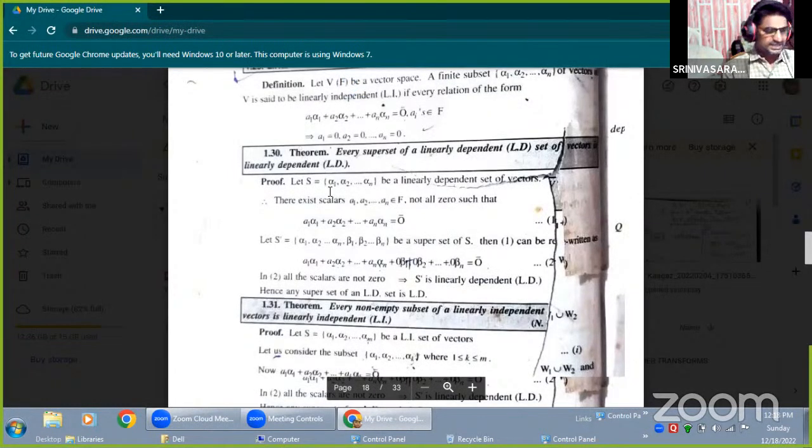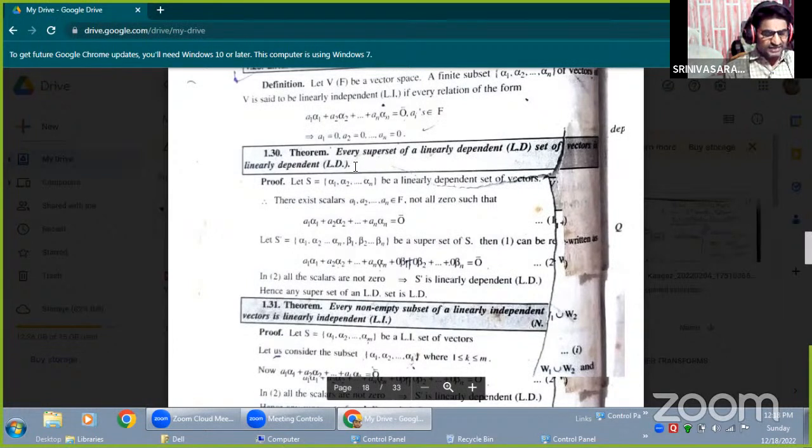We will explain some other theorems here. The first one: every superset of a linearly dependent set of vectors is linearly dependent. First of all, the given finite subset of the vectors is alpha 1, alpha 2, and so on, alpha n. Take that finite subset of the vectors and form a superset.